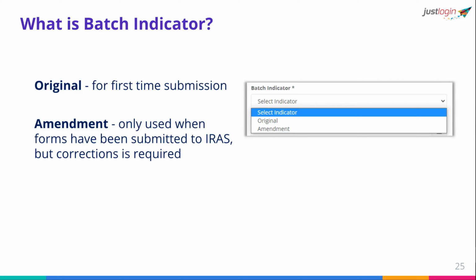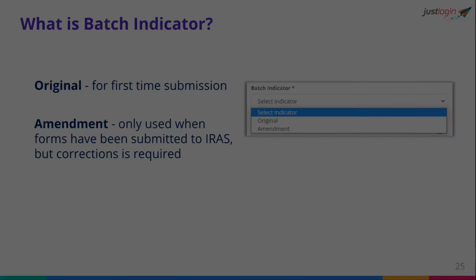Next question, what is batch indicator? The original option is for first-time submission, while the amendment option is used only when the income details have already been submitted to IRAS, but would require some corrections. That would be all for the common questions.